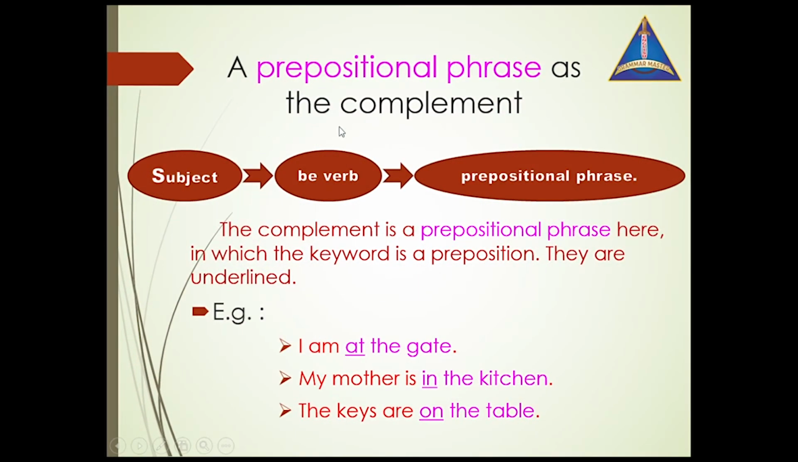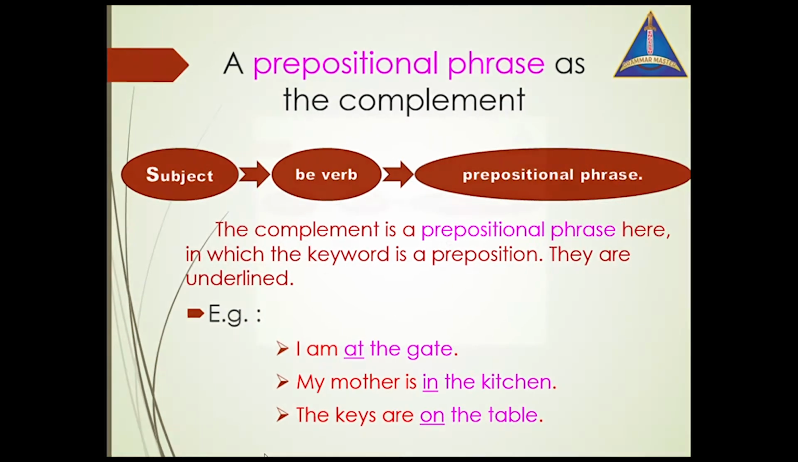When we use a prepositional phrase as the complement, the structure of the sentence should be as the following. First the subject, second the be verb, finally the prepositional phrase. The complement is a prepositional phrase here, in which the keyword is a preposition. They are underlined. Examples: I am at the gate. My mother is in the kitchen. The keys are on the table.